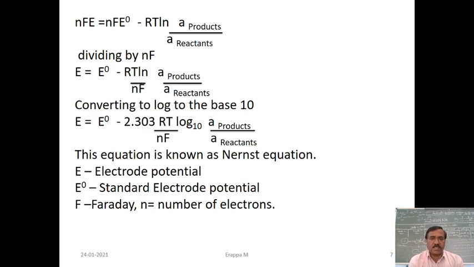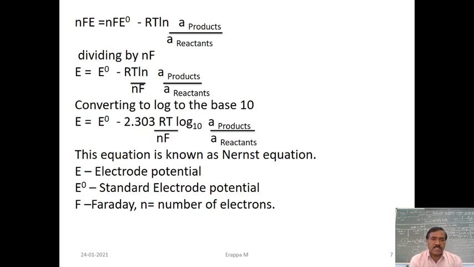Natural logarithm is converted into common logarithm with base 10. E is equal to E naught minus 2.303 RT by nF log of the activity of the products divided by the activity of the reactants. This is one form of the equation, known as the Nernst equation. Simplify this by substituting R, T and F in the final equation: E is equal to E naught minus 0.0591 divided by n into log of the activity of the products over the reactants. This is the final equation from the derivation of the Nernst equation.